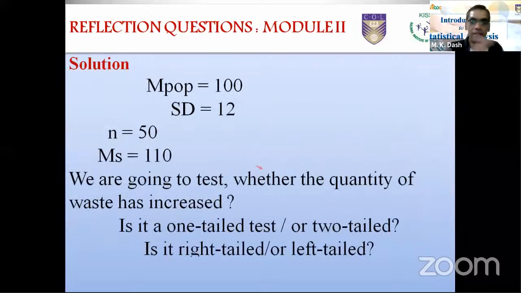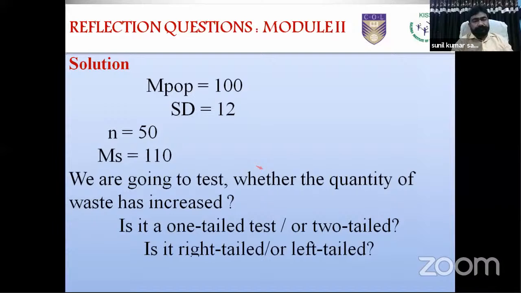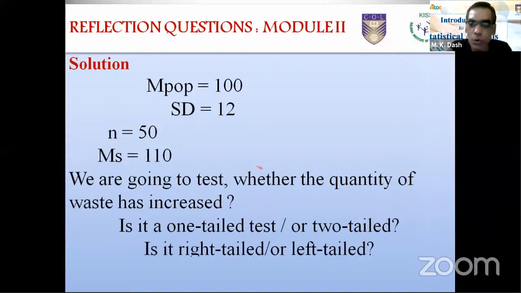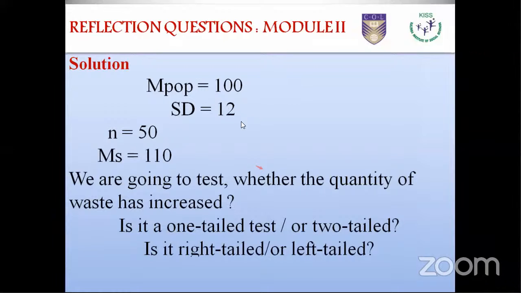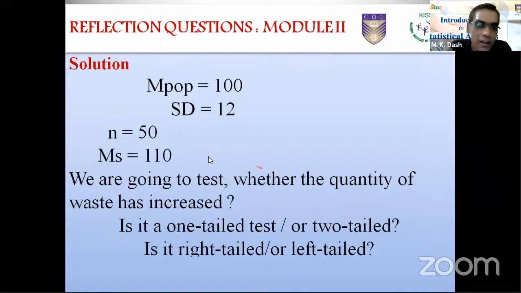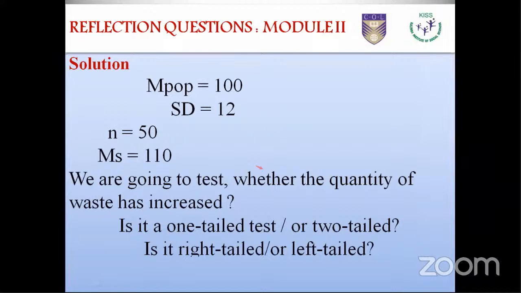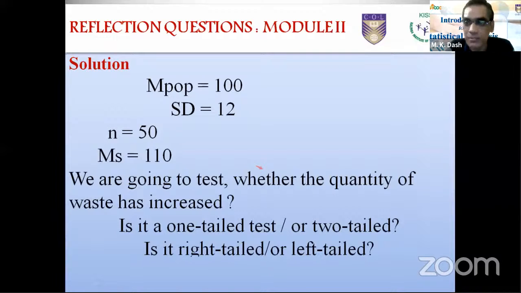So let us see the given data. I have made a small analysis of the question and based on the analysis, I have presented. Population mean is given as 100. Standard deviation is given as 12. N value is given as 50. Sample mean is 110. We are going to test whether the quantity of the waste has increased. Is it a one-tail test or two-tail test? It is a one-tail test, and it is a right-tail test.